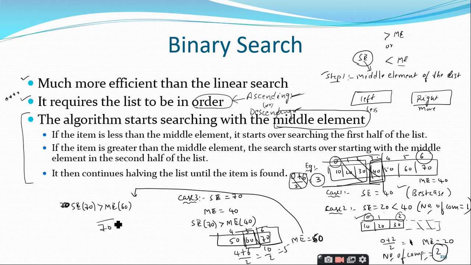So the right part is only one element, 70, and it is index 6. Now you have to find the middle part. The middle is calculated as lowest index 6 plus highest index 6, divided by 2, which is equal to 6. So the middle element is the element situated at index 6, which is 70. Now you compare the search element 70 with the middle element 70. They are equal, so you will write it as element found.